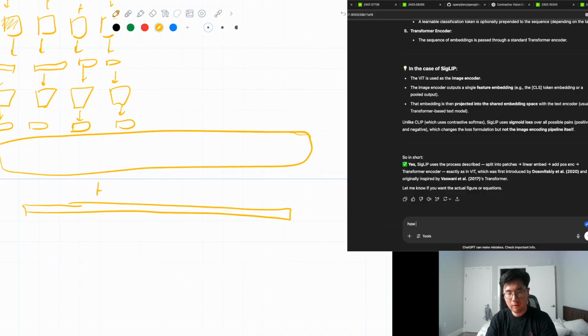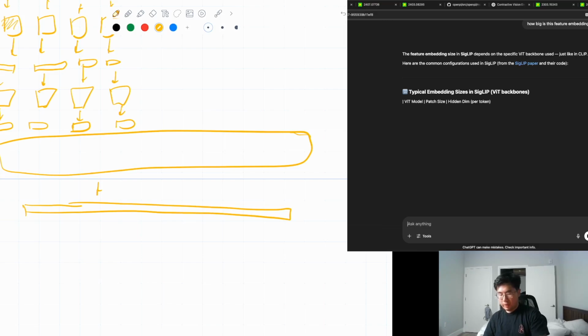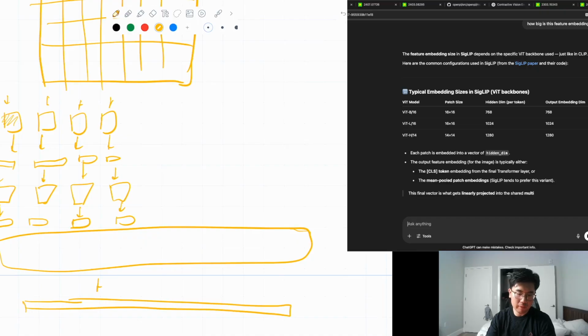How big is the feature embedding? I guess the dimension of that doesn't really matter. In the context of LLMs, the output is the next token prediction, right? And your loss is the cross entropy loss, I believe, right?